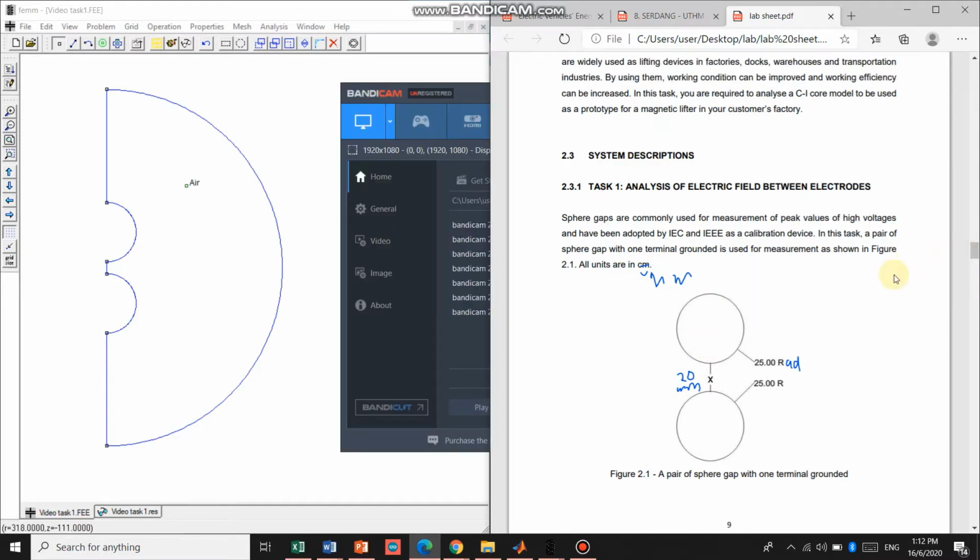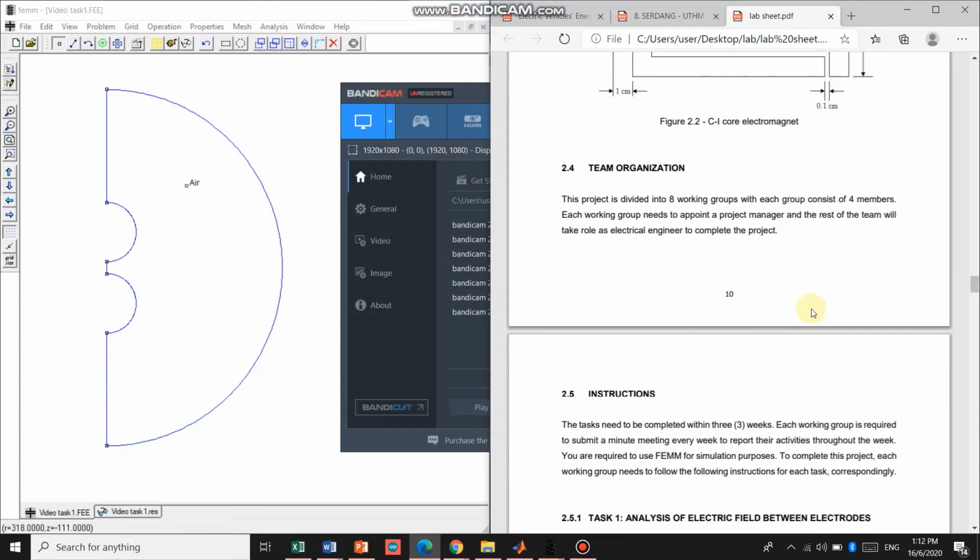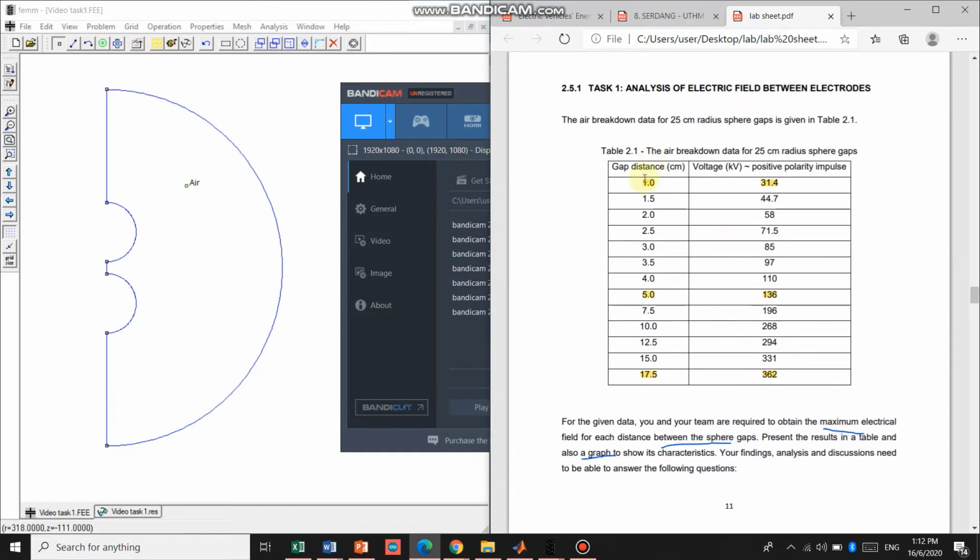In this video simulation, I will show the simulation when the sphere gap is increasing from 1 cm to 5 cm and 17.5 cm with the corresponding voltage. Then we will see the differences of the electric field produced in the boundary.